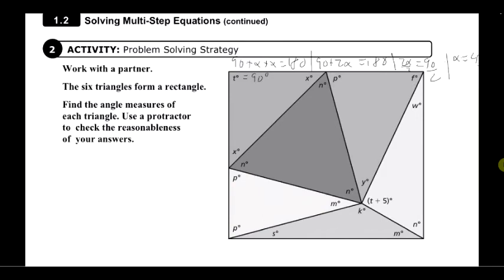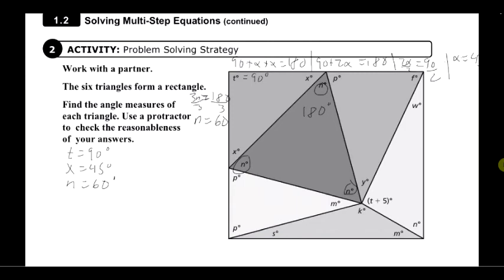Let's write that down here. So we know that t equals 90 degrees. And now we know that x equals 45 degrees. Let's keep looking and see what we can find. In this middle triangle, we have n plus n plus n. That equals 180. So let's combine some like terms. 3n equals 180. Divide both sides by 3. So we have n equals 60.